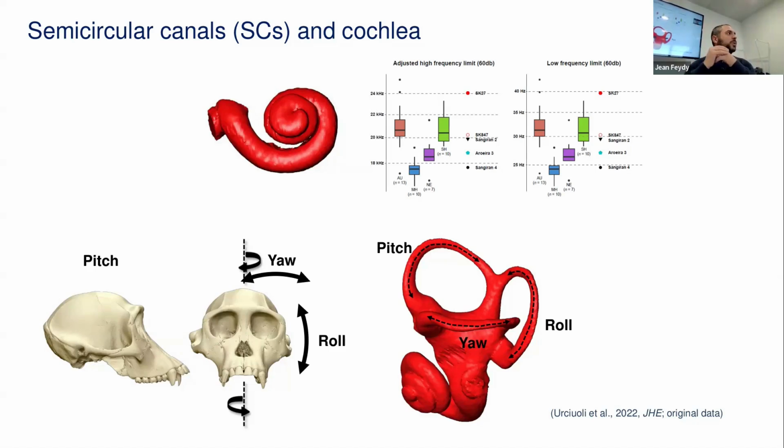And the semicircular canals, they are involved in the way we move and the way we move our head, especially in the equilibrium. So we have 3 canals oriented in the 3 directions to have the 3 dimension mobility.